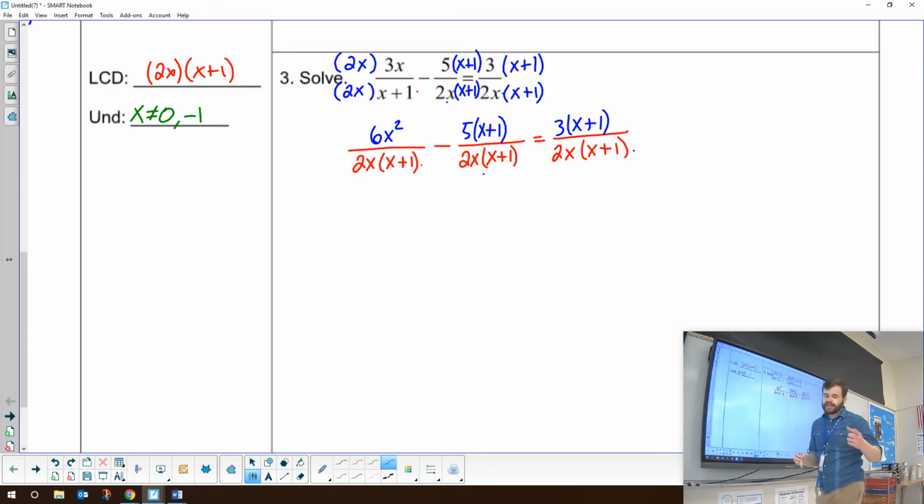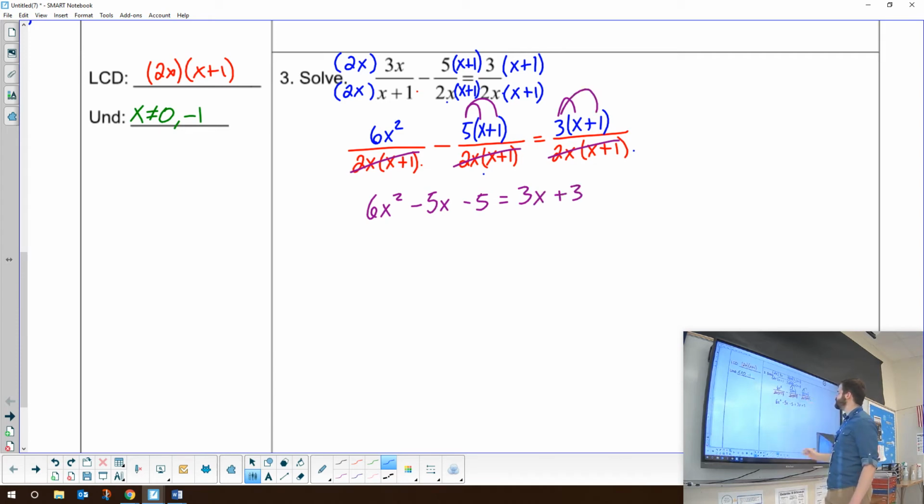All right, so just like last time, we can multiply each side by the denominator and cancel out those denominators as long as they're the same and as long as there's an equal sign. So I can just go wham, wham, wham, bye, bye, bye, like I'm a Backstreet Boy or something. So I can cancel those out, and I can get 6x squared minus, and I'm going to go ahead and distribute here. We're going to take negative 5 and multiply it to x. We're going to get negative 5x. Then I'm going to take negative 5 and multiply it to 1. I'm going to get negative 5. And then we're going to go 3 times x is 3x, and 3 times 1 is 3.